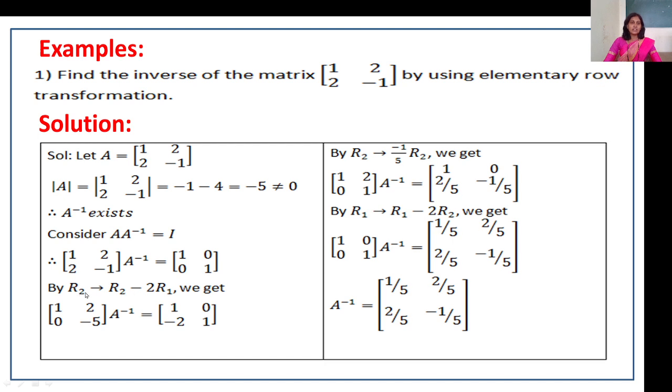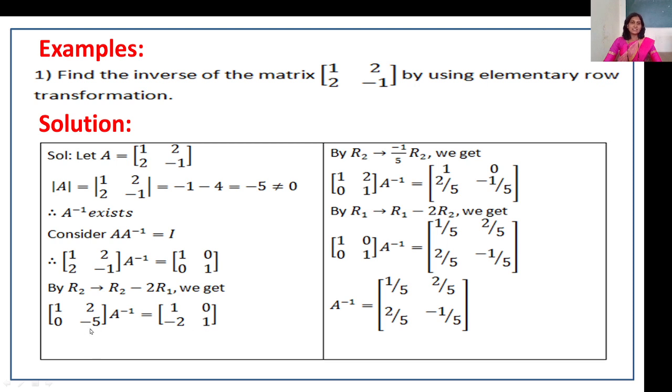For that we apply the row transformation R2 gives R2 minus 2 R1. So there is a change in R2. R1 is kept as it is on both sides. Find out R2: 2 minus 2 into 1 is 0. Minus 1 minus 2 into 2 is minus 5. Then 0 minus 2 is minus 2, and 1 minus 0 is 1.